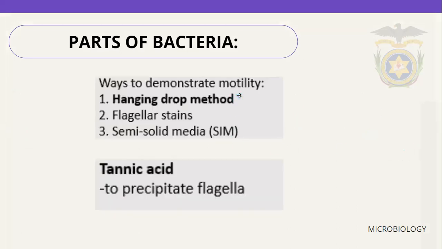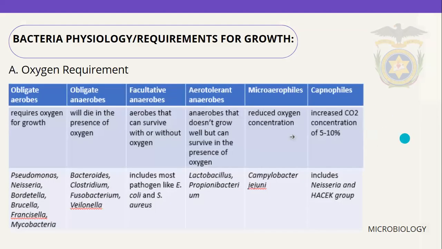So we have different ways to demonstrate motility. So the first one, we have the hanging drop method, which is the most common. Next, we have the flagellar stains. And the next one, we have the semi-solid media. So guys, please remember that we use tannic acid to precipitate flagella. Okay, so let's now proceed to the bacterial physiology or requirements for growth.